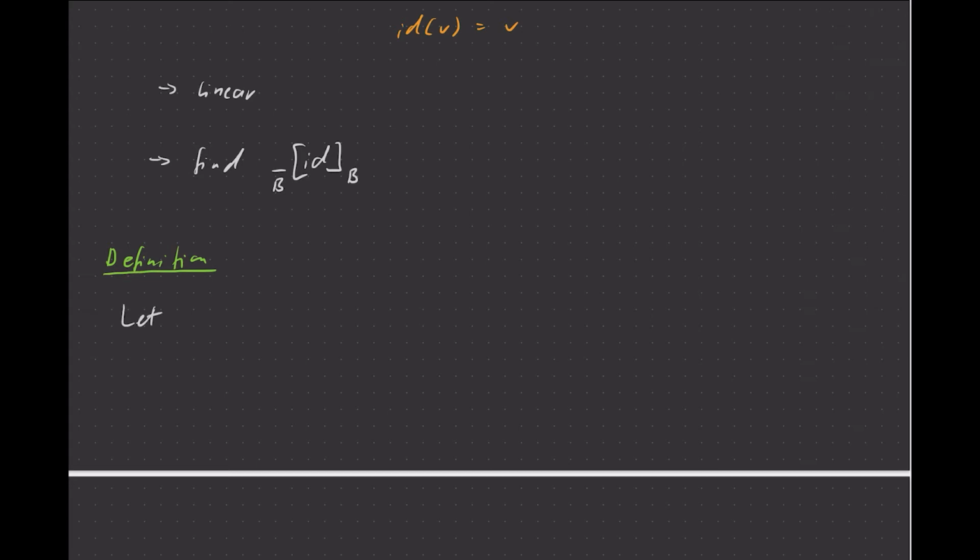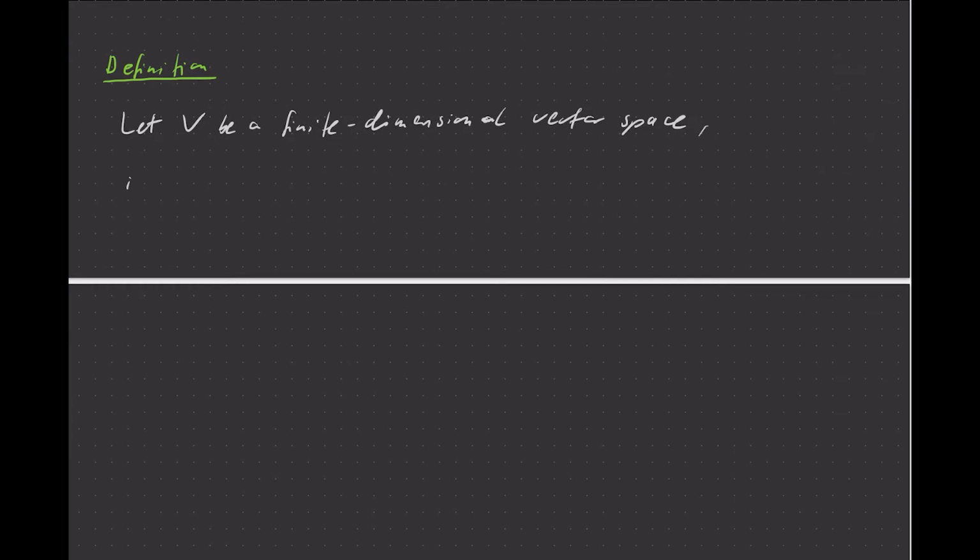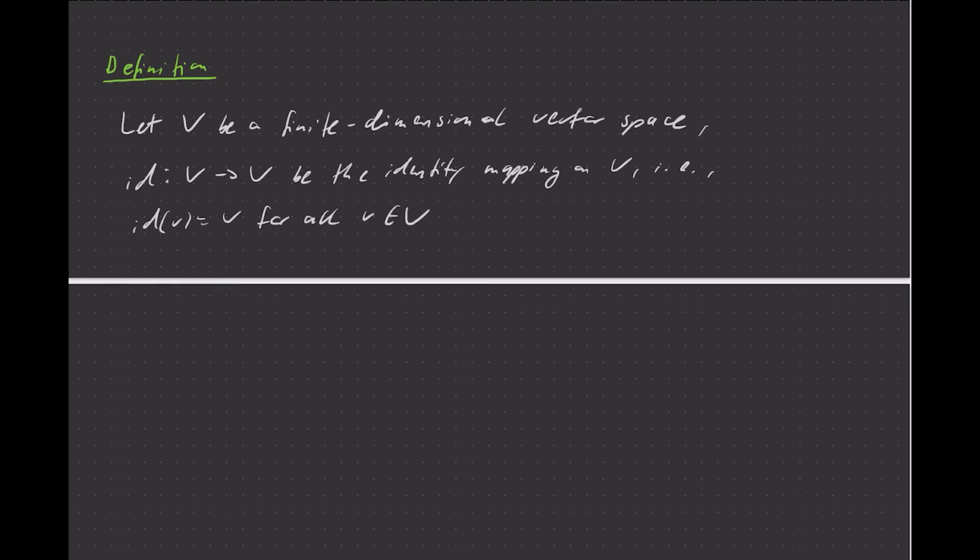So again, let V be a finite dimensional vector space, as always. And let id from V to V be the identity mapping on V, meaning id of v equals v for all v in V. And let B and B bar be coordinate systems on V.